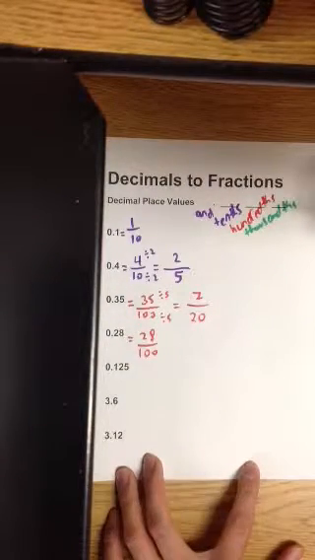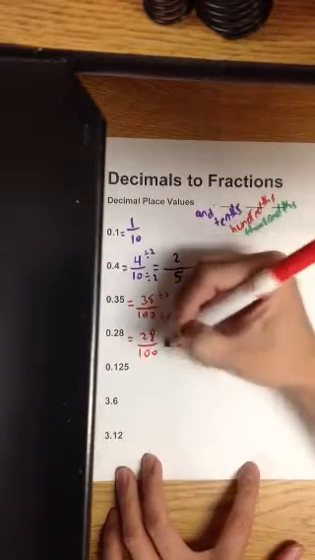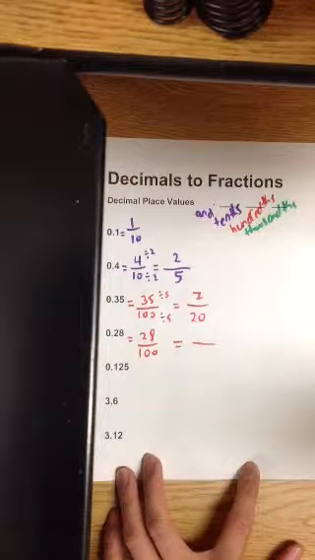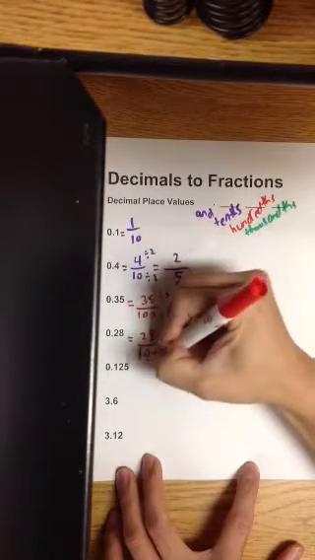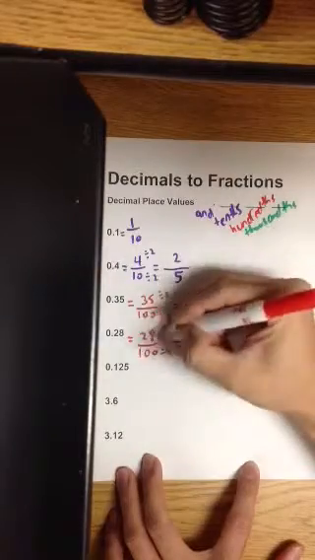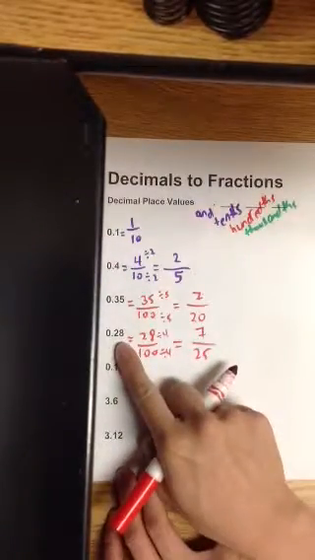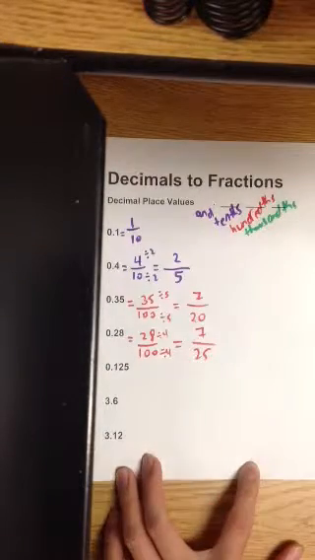I wonder if I could simplify this. What is the greatest factor that goes into 28 and 100? I know 2. Is there another factor I can go into? 2 greater. 4. Let's see if 4 works. 7/25. It is. 0 and 28 hundredths is equivalent to 7/25.